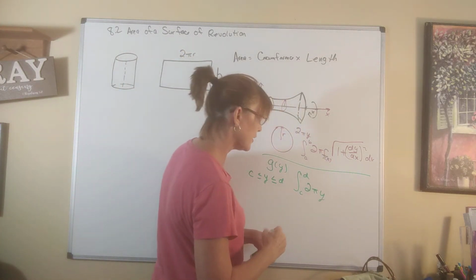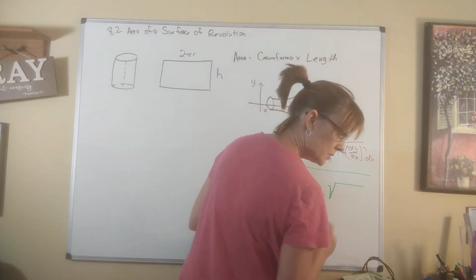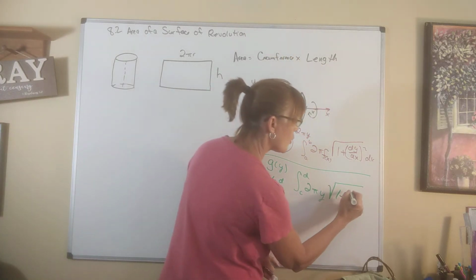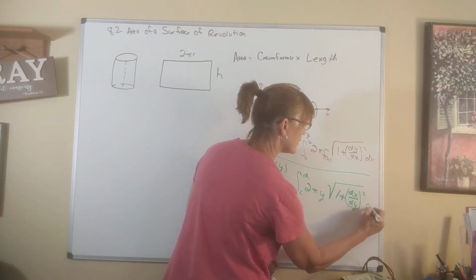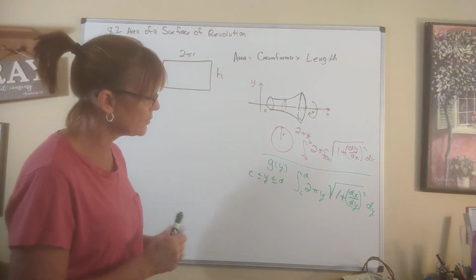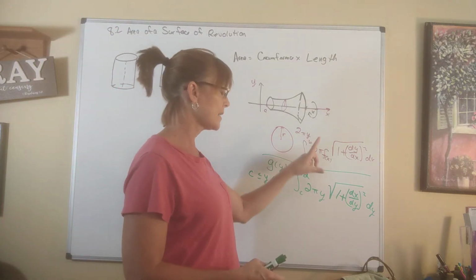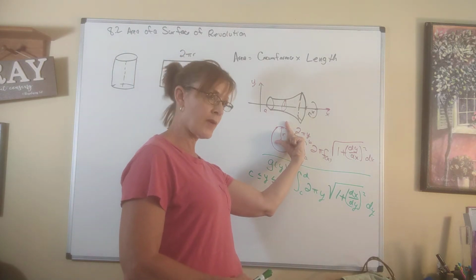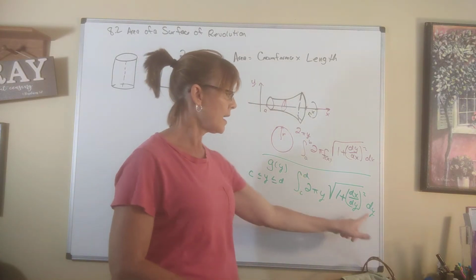It's going to be times the square root of 1 plus g prime of y squared, or dx dy squared, dy. So what changes when we write our function as a function of y, and it's spun about the x-axis, is this radius is always a y distance. Either we write it as f of x or we write it as just y. And what will change are the limits and the differential.